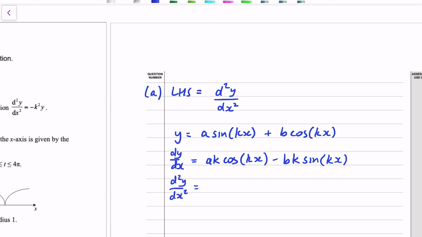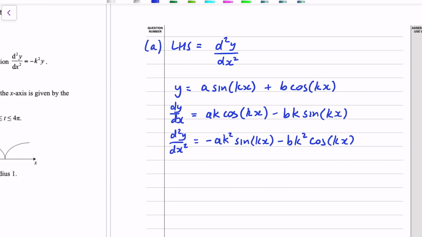Remember that k is a constant here, so ak in front is just a constant. Cos differentiates to minus sine, so we've got minus, be very careful here, ak squared, because we get an extra k using the chain rule, sine of kx. And then sine differentiates to cosine, so it's minus bk squared cosine kx. And we can factor out the minus k squared here. And then we're left with a sine kx plus b cos kx, which was indeed our solution for y.